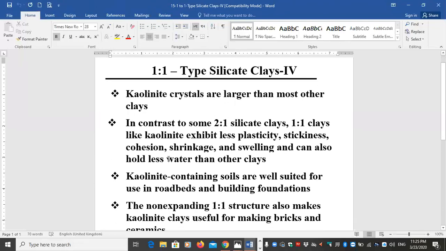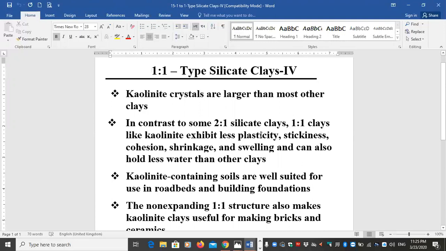In contrast to some 2-to-1 silicate clays, which we will study later, 1-to-1 clays like kaolinite exhibit less plasticity, stickiness, cohesion, shrinkage, and swelling, and can also hold less water than other clays.